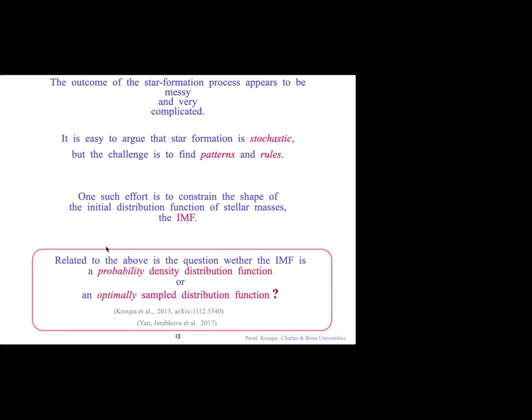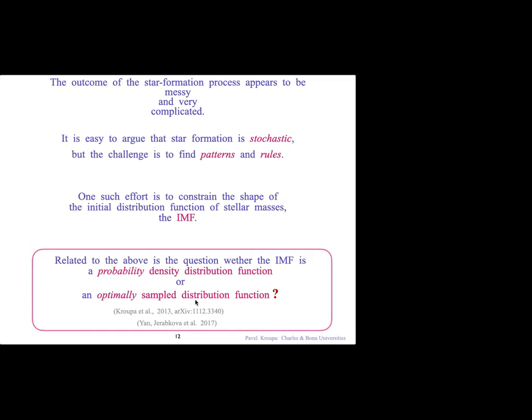Now, related to these questions is the interesting question whether the IMF is a probability density distribution function, which would follow from the stochastic idea. So when star formation happens, there is a distribution function, but the stars which form is a stochastic event. So a star forms, another star forms, and one randomly, mathematically, takes the stars from this distribution function or not.